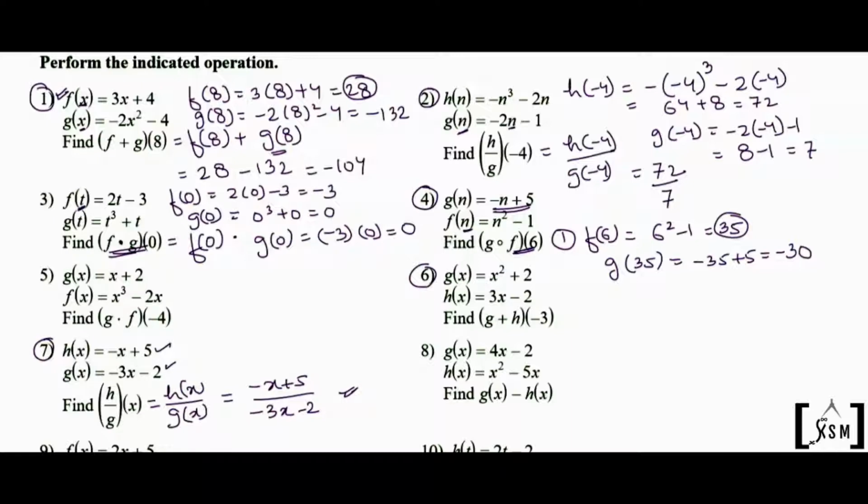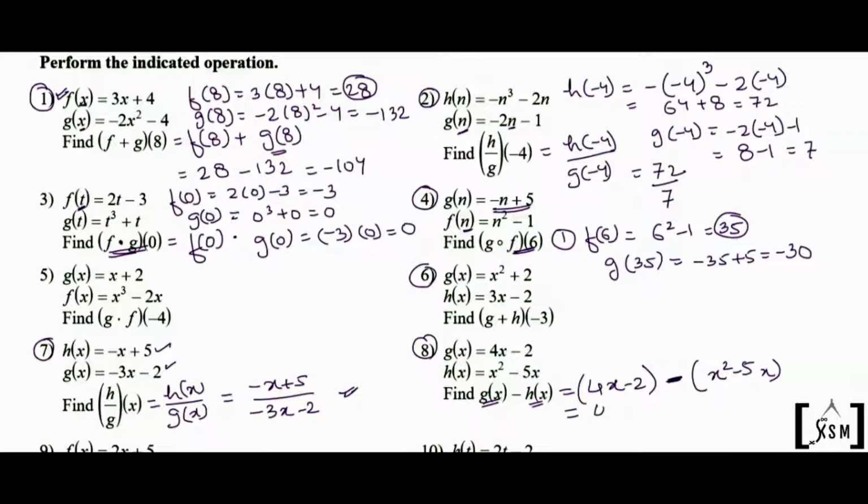Come to number 8. That's quite simple. We have to find gx minus hx. You have the gx value and hx value. We'll just write in here. Gx is 4x minus 2. I will have to put in a bracket. Minus hx value is x square minus 5x. I need to put in a bracket because there is a minus here, so it will cause trouble. That is why we have to put a bracket.